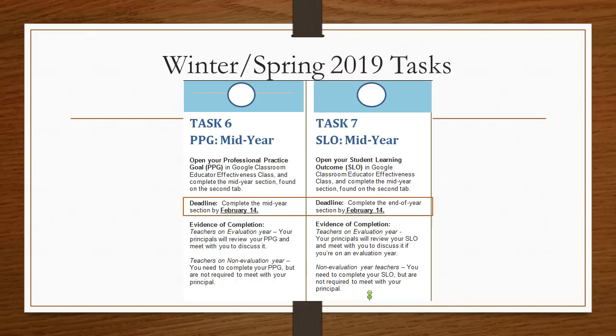Let's start today with a review of our yearly educator effectiveness tasks. Your PLC point person has a new Winter-Spring 2019 punch card for you. The next deadline that you should be aware of is on Valentine's Day. This is when your mid-year PPG and SLO are due.